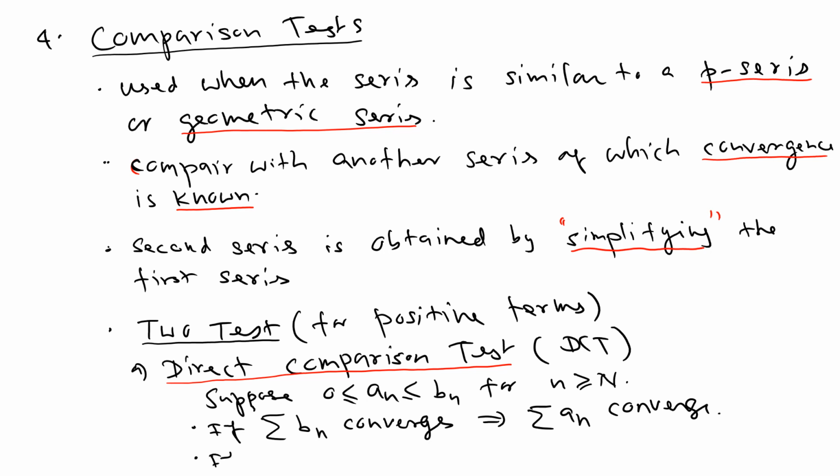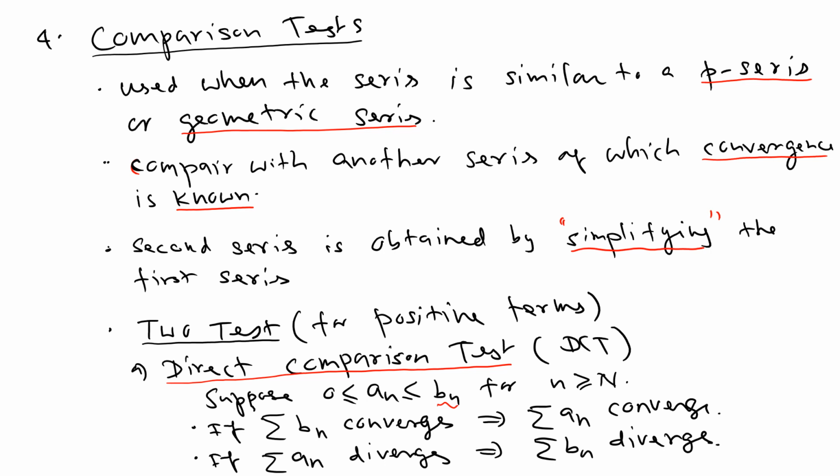If the smaller one diverges, then the larger one diverges. See the direction. So it's a kind of squeezing here. So you can see if the larger one converges, if that has a finite value, then automatically the smaller one should have a finite value. And if the smaller one diverges, then that kind of pushes the other one. So that means the larger one has to diverge. So that's how it works. So this is what we call the direct comparison test.